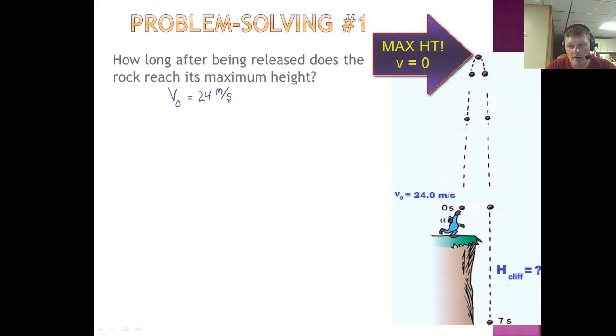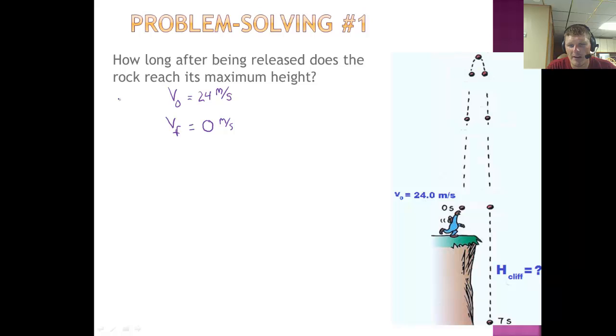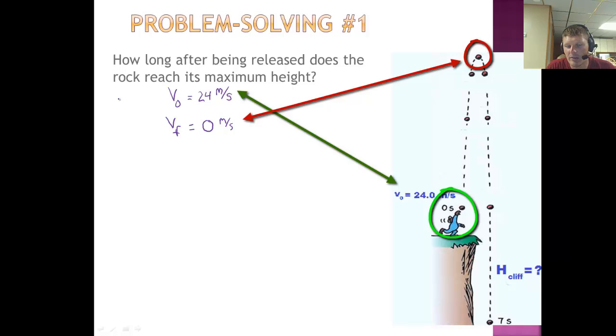At the maximum height, the rock's velocity is zero. Remember, at the maximum height, the rock will change directions and start moving in the downward direction with negative velocity. It's important to remember that I'm only considering the motion of the rock from when it was thrown to when it reaches its max height. That's why the initial velocity I've defined to be 24 meters per second, and the final velocity I've defined to be 0 meters per second. In order to solve this problem, I only need to analyze that portion of the rock's trajectory.